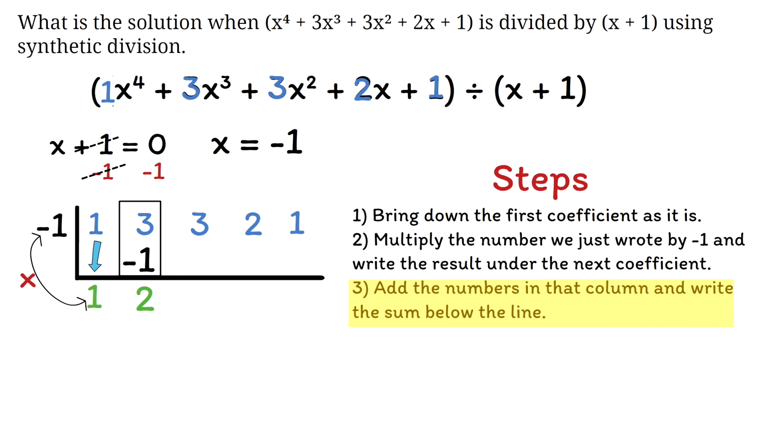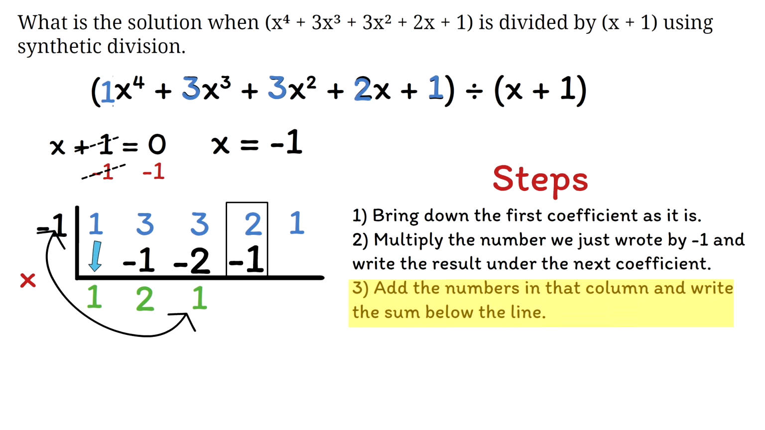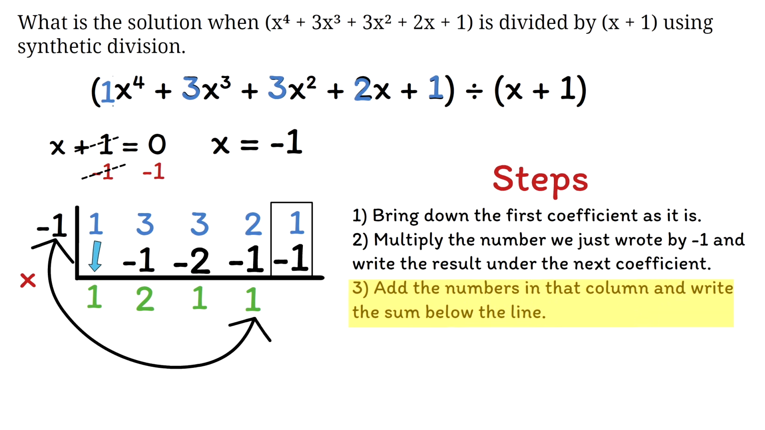Now we repeat steps 2 and 3. 2 times minus 1 is minus 2. 3 plus minus 2 gives us 1. Repeating again. 1 times minus 1 is minus 1. 2 plus minus 1 gives us 1. Repeating one last time. 1 times minus 1 is minus 1. 1 plus minus 1 gives us 0.